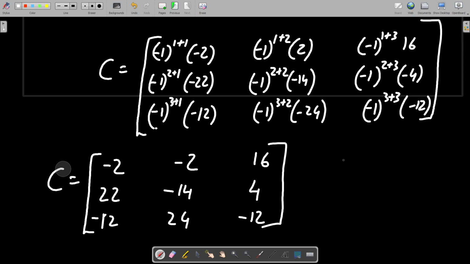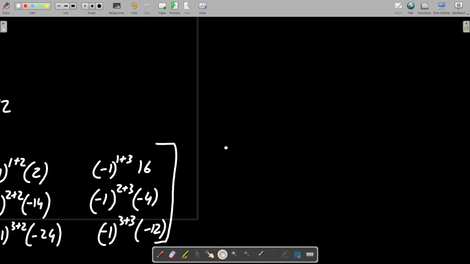Done with the cofactor matrix. Yeah, so just note one shortcut trick here. Just note, not so shortcut, but just note this trick.